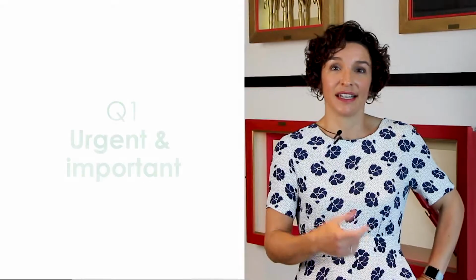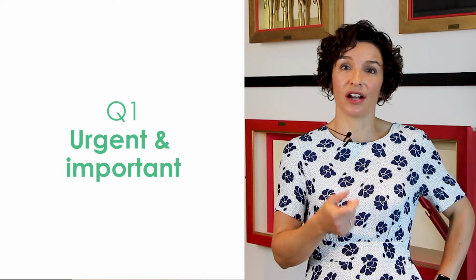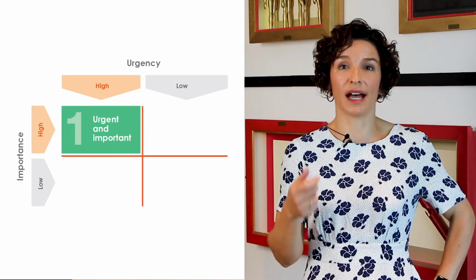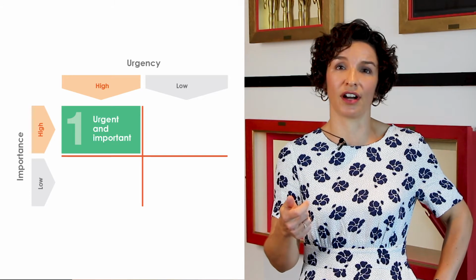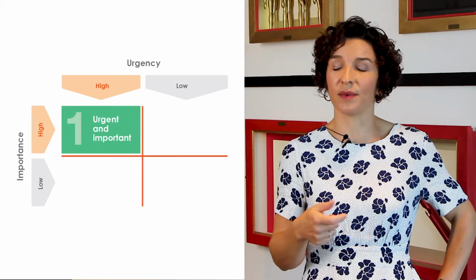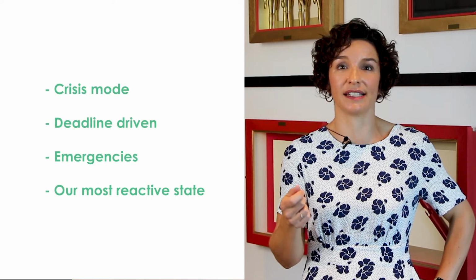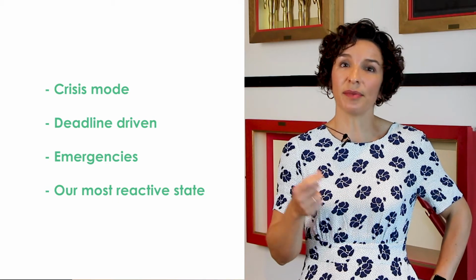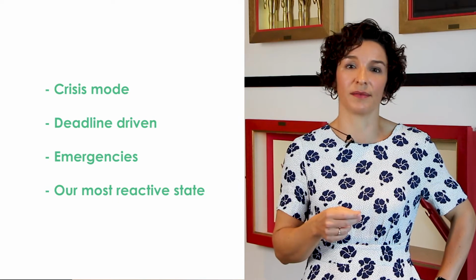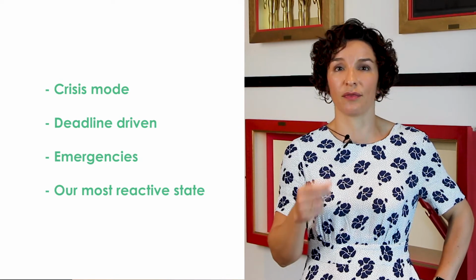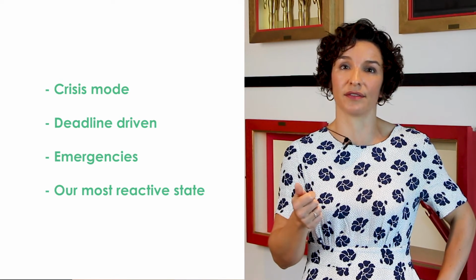So let's take some time to have a look at the grid. Quadrant 1 is where urgent and important meet, and here we see ourselves as the most reactive version of our leadership. This is where every crisis you've ever dealt with lives, and it's also the home of deadlines and emergencies. You'll never be able to eliminate everything from this quadrant, but we should be seeking to minimize the amount of time we spend here if we want to be our most effective selves.